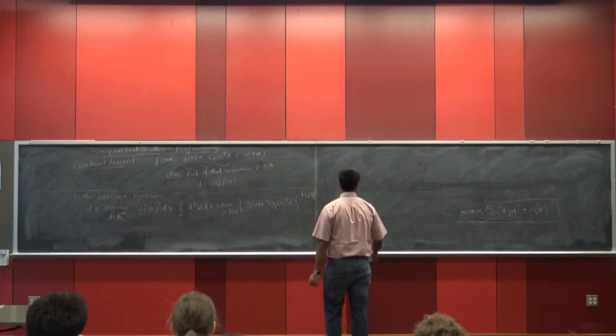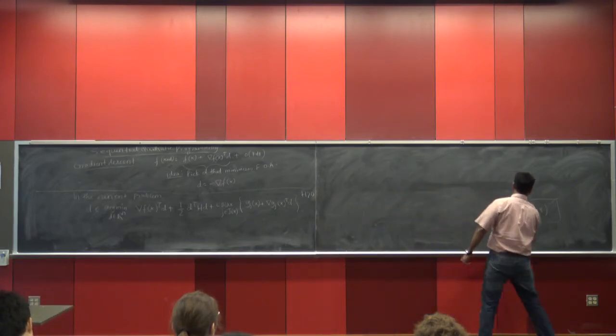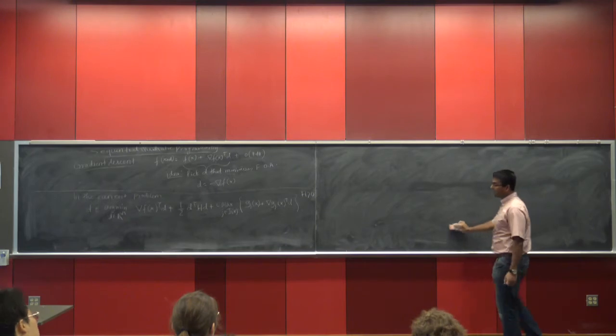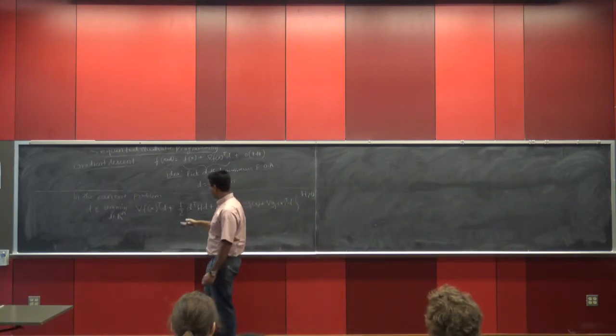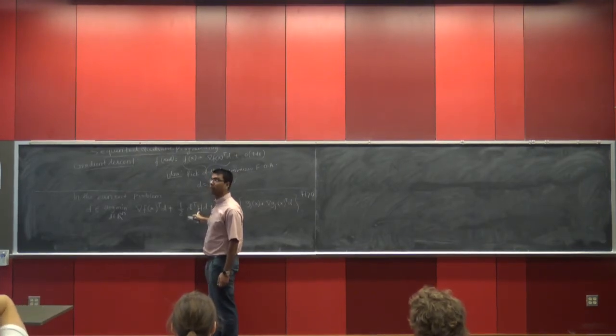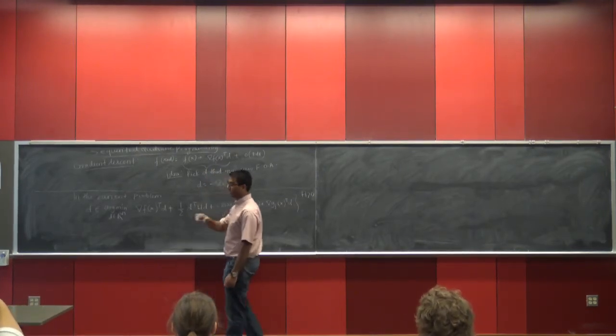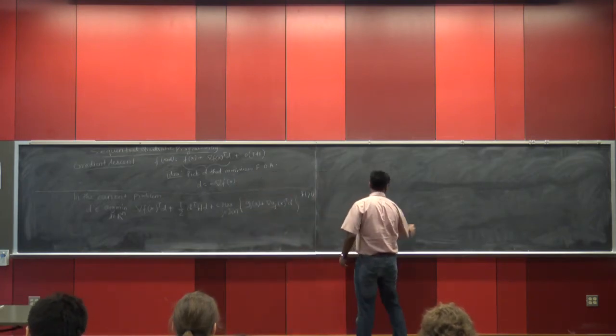Sorry, not the second derivative, but the inverse of the second derivative. That's what Newton's method does, right? You take the inverse of the second derivative. No, this is the second derivative, yeah. Okay.